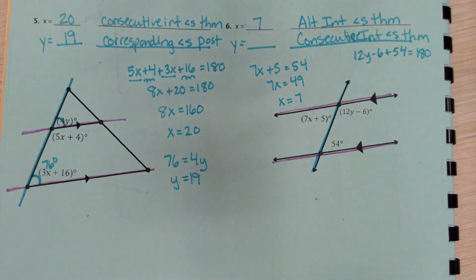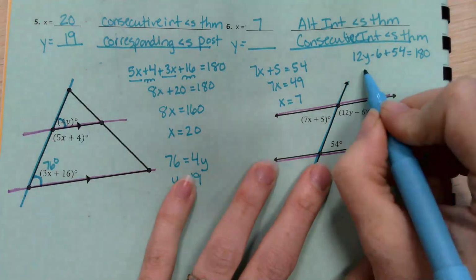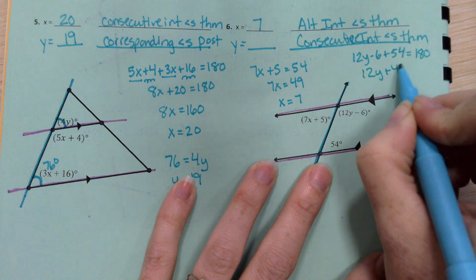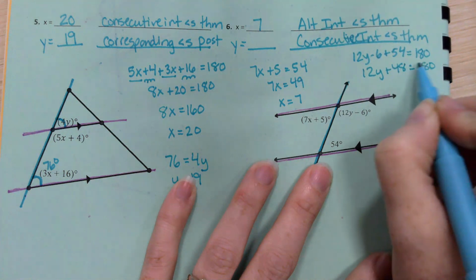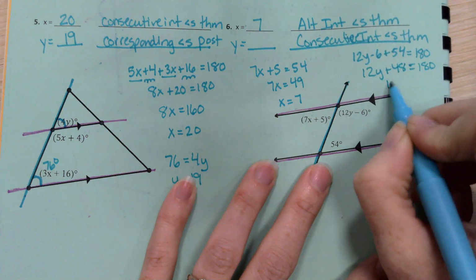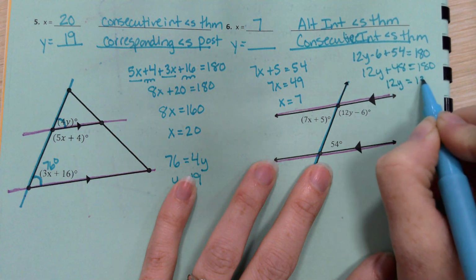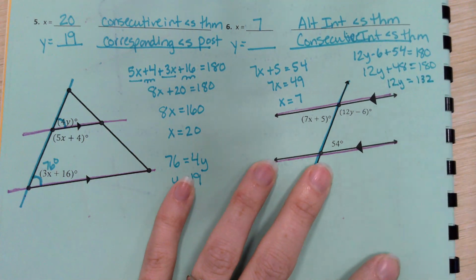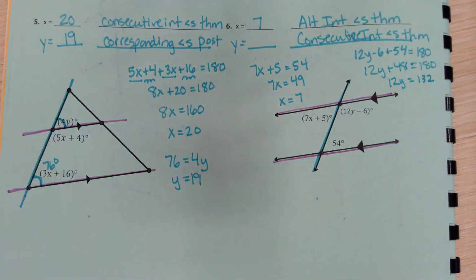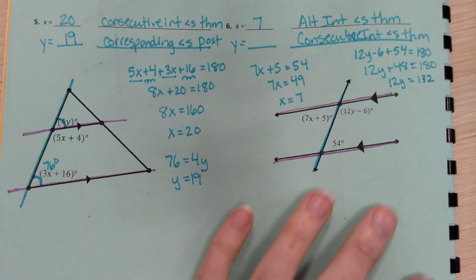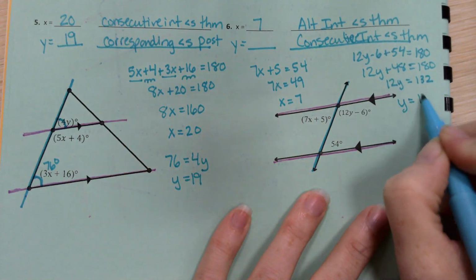If we combine those like terms of -6 and +54, be careful with your signs, we'll get 12y plus 48 on this side. So then subtract 48 from both sides, we'll make 12y equal to 132. And 132 divided by 12 finishes it up, and y is 11.